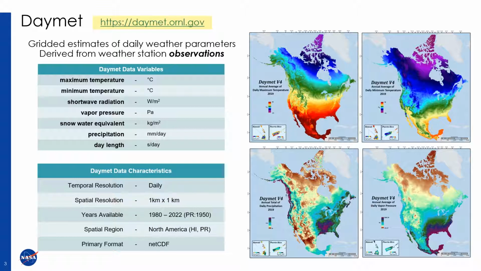Daymet data have a daily temporal resolution. The spatial or pixel resolution is 1 kilometer by 1 kilometer. The available time range is 1980 to 2022, and the primary distribution format is NetCDF.